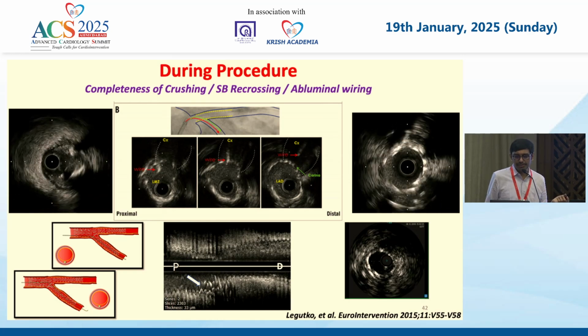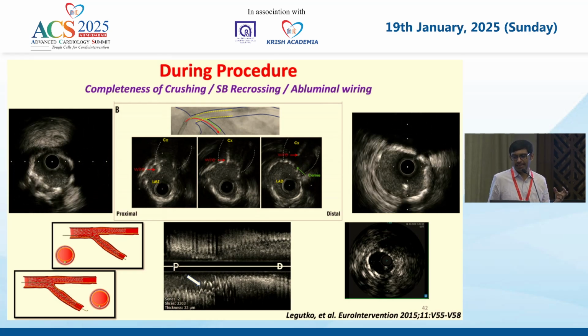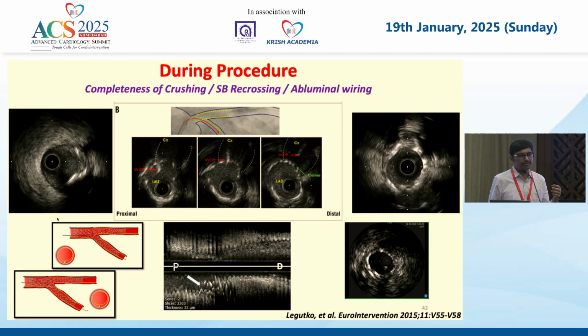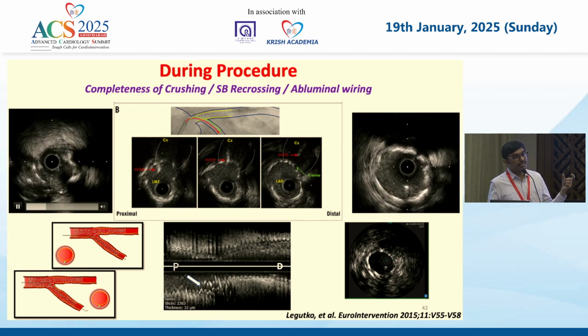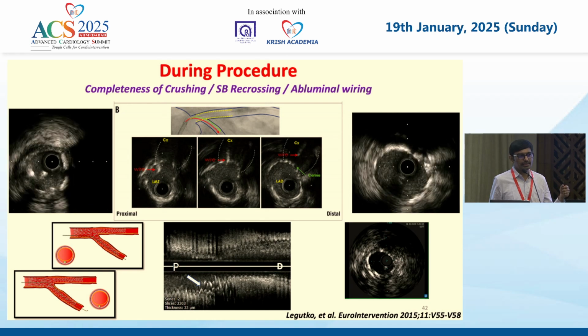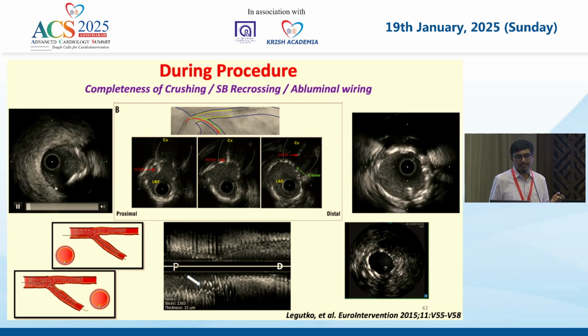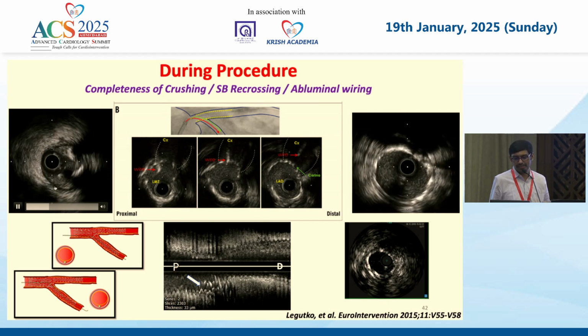And during the procedure, IVUS or OCT helps in identifying the following things. One, after you do a crush, it helps in identifying whether the crush is complete or incomplete. When you have an incomplete crush, it may be very difficult to wire into the side branches. This is an example of an incomplete crush. You can just see that wide gap between the stent struts.